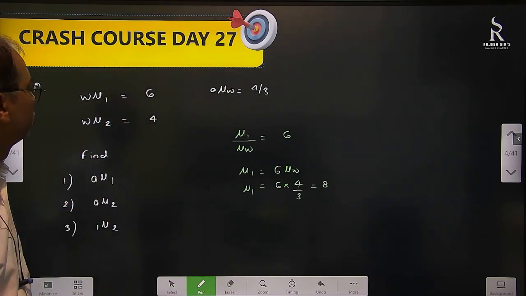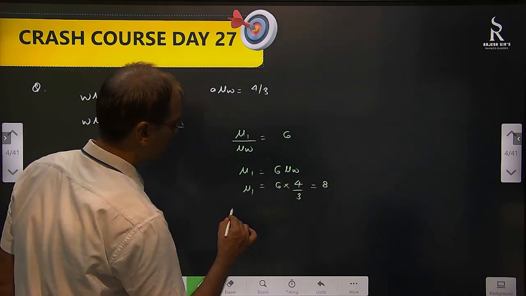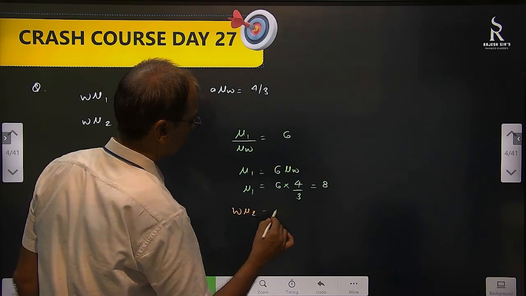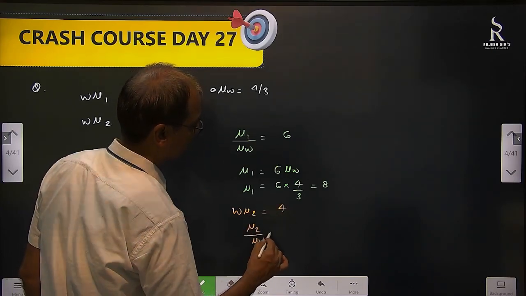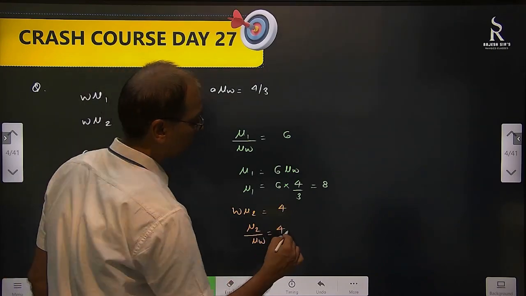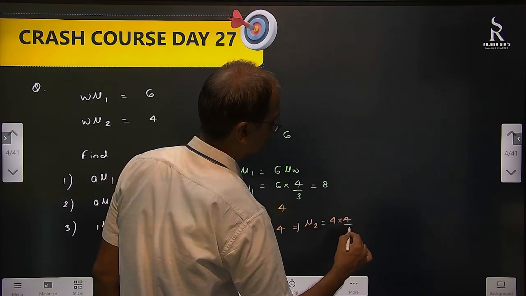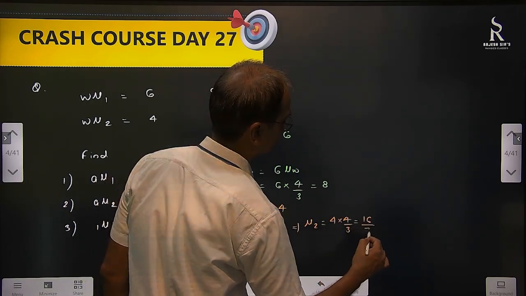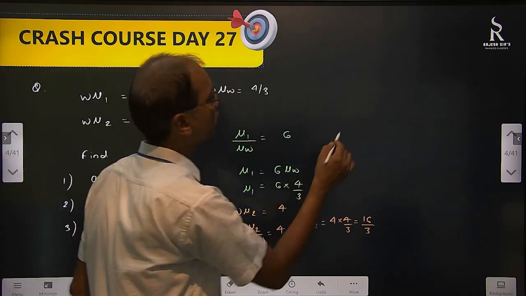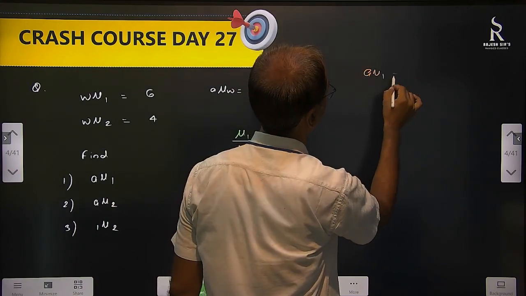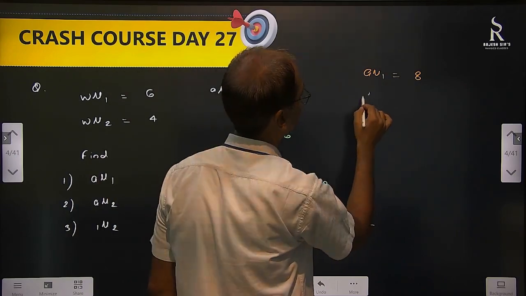In the same way we can find mu 2. W mu 2 equals 4, that means mu 2 by mu W equals 4. Now mu W we know already is 4 by 3, so mu 2 equals 4 into 4 by 3, that is 16 by 3. Now what is the question asking? A mu 1, we got it. This is A mu 1 only, so A mu 1 is 8. In the same way A mu 2 is 16 by 3.